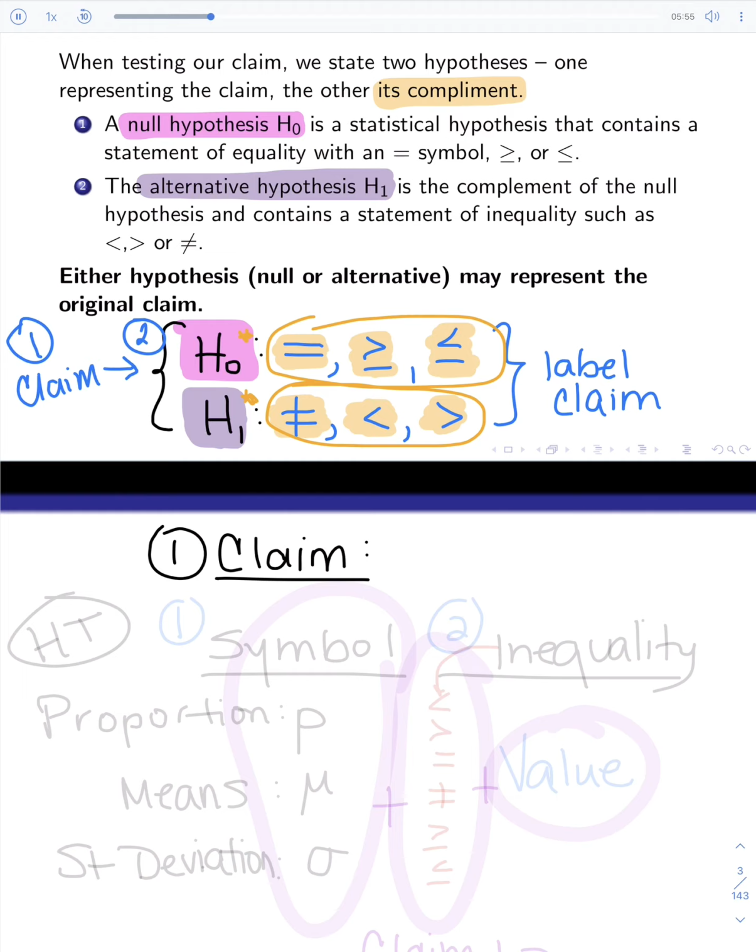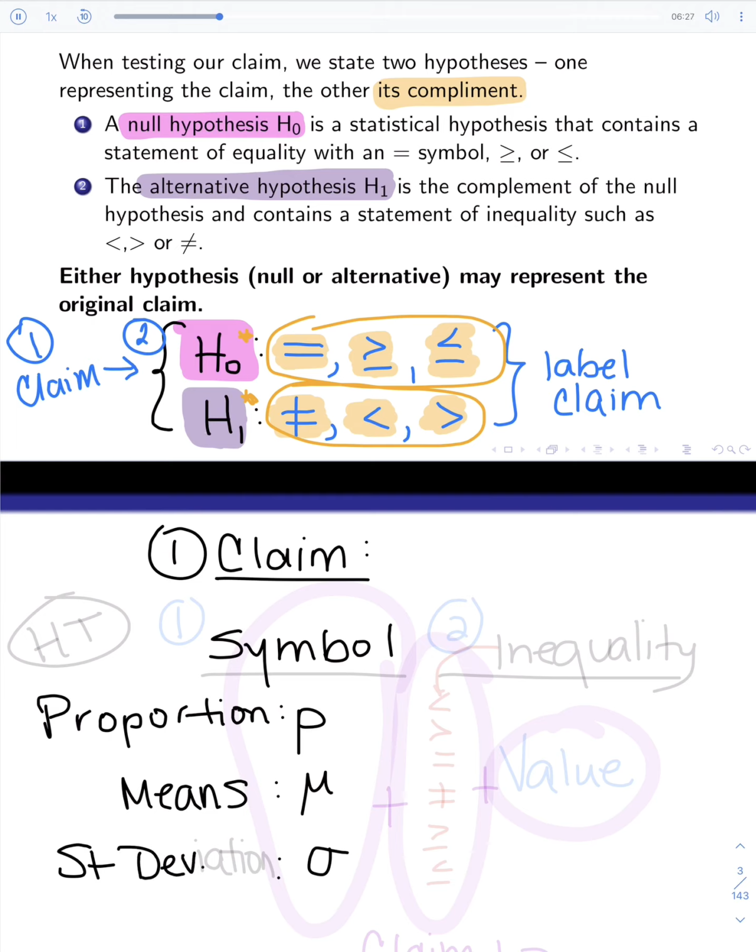For our purposes, our claim is going to have one of three symbols to start. You'll have to pick your symbol, which is either we're going to be using P if we've got a proportion. We'll be using mu if we're talking about means. And we'll be using sigma if we're talking about standard deviation.